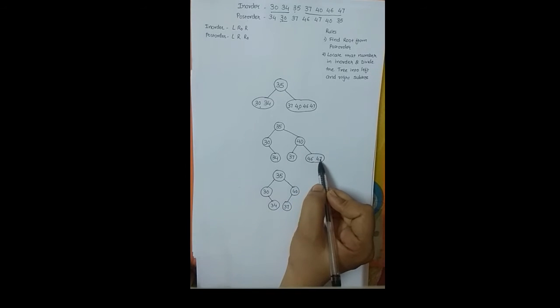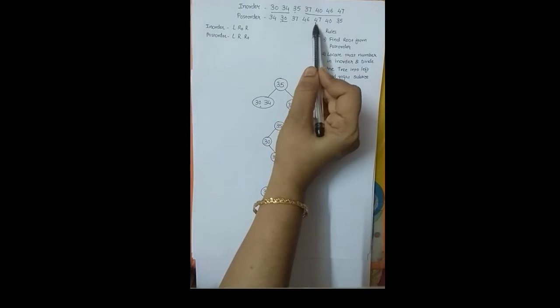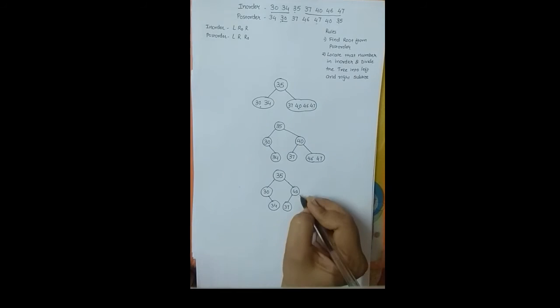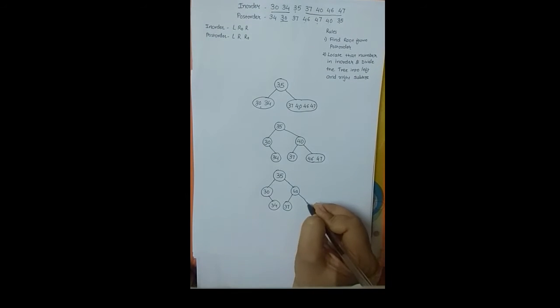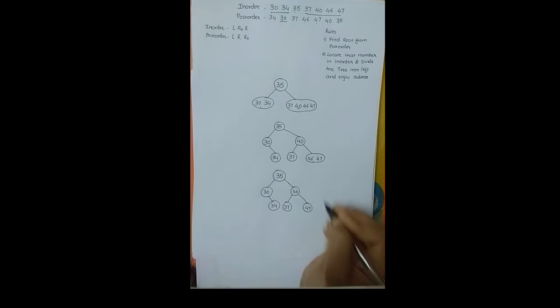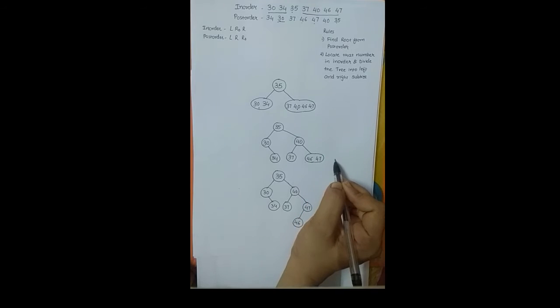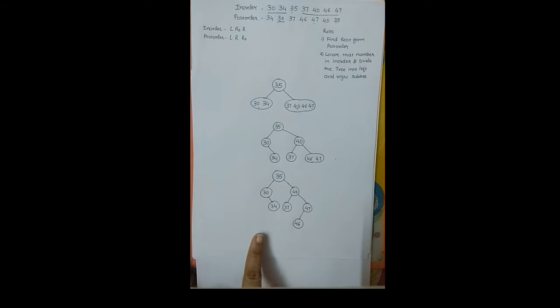Now let us locate these numbers in the post-order. I can see 46 and 47 over here, indicating that 47 would be the root, as it is processed last. So I will mark 47 as a root. All the values on the left of 47 go to the left, wherein I have only one value, which is 46. Whereas the values on the right of 47 go to the right, but here we don't have any value on the right. So this is our final constructed binary search tree, which we have constructed from the given in-order and post-order traversals.